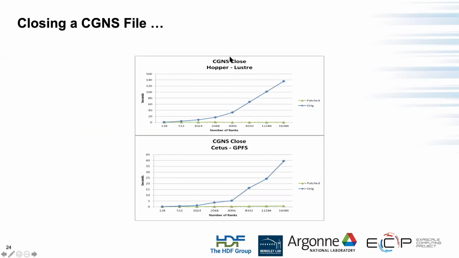And this is just an example of the CGNS code, which is a CFD standard, where we scaled up the number of ranks from 128 to 16,000. Now, if you don't use these collective operations, you see the blue curve, which is almost 2 minutes here to close a file. If you use them, it's basically nothing. This was the case for both Lustre and GPFS using these new functions. So this can really help the performance of your code when you use collective metadata.